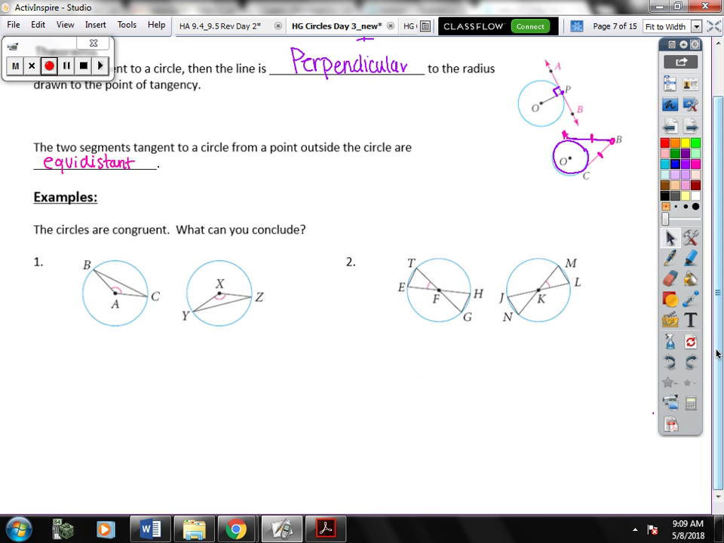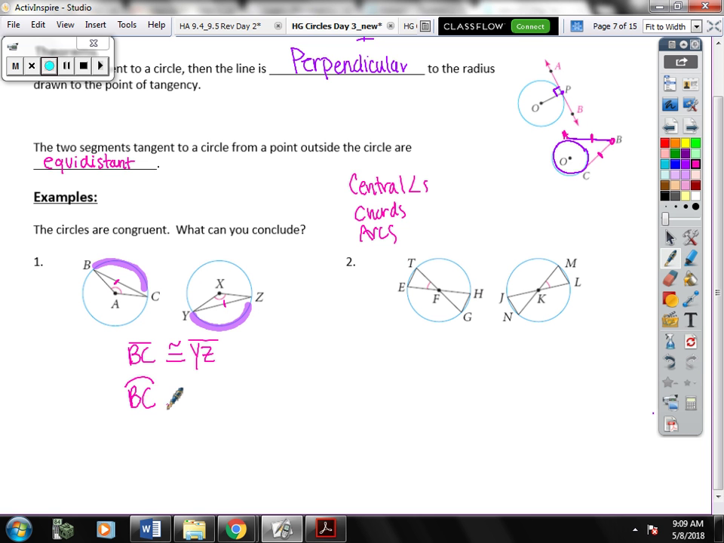So in this picture, they give us that we have congruent central angles. So it's central angles, chords, and arcs. We're given central angles, so I'm not going to write that. But from this, I can conclude that the chords are congruent. So BC is congruent to YZ. And since we have congruent chords, we have congruent arcs. So arc BC will be congruent to arc YZ. And we'll use two letters because it's a minor arc.